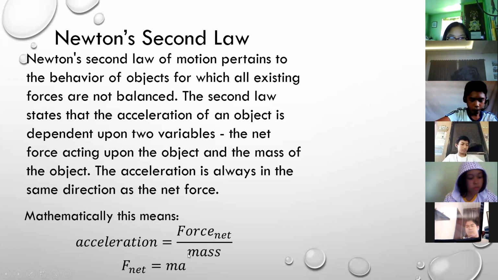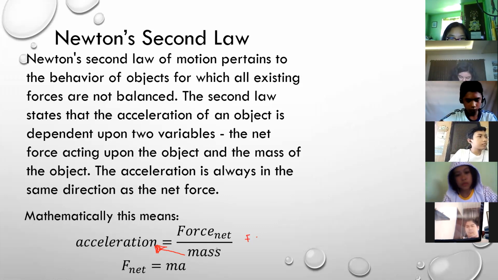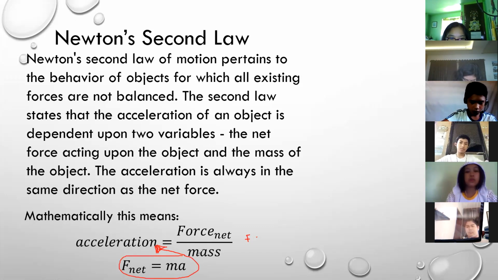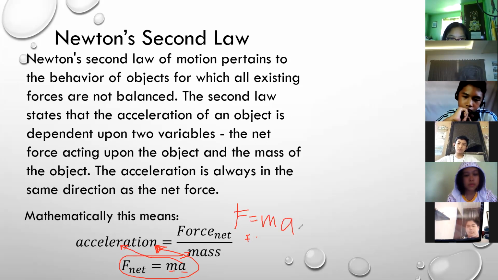If you cross multiply, you multiply mass by acceleration, and you'll end up with net force equals mass, represented by m, times acceleration, a. So this is the formula: F = ma, force equals mass times acceleration.